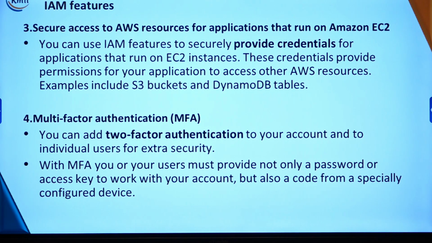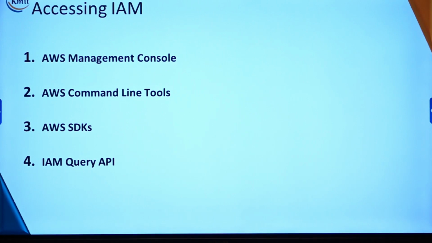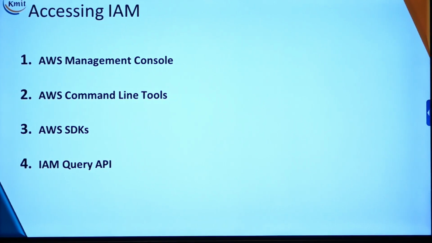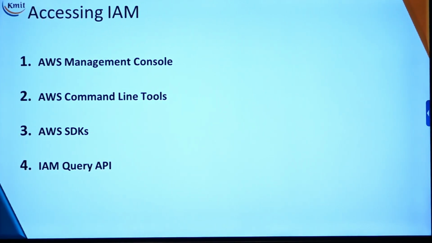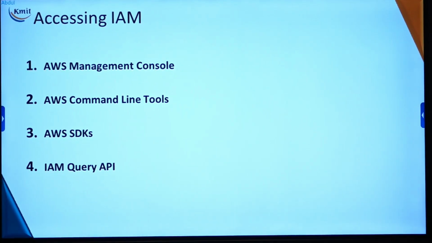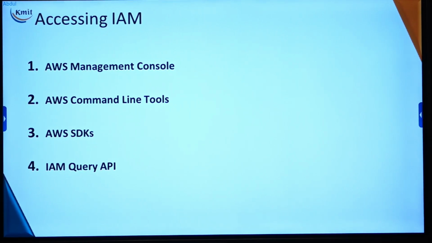So now we have seen the theory. We will try to see the hands-on so that we understand how we create and access IAM users. There are four ways you can work with AWS Identity and Access Management. The first one is the AWS Management Console. The console is a browser-based interface to manage IAM and AWS resources.